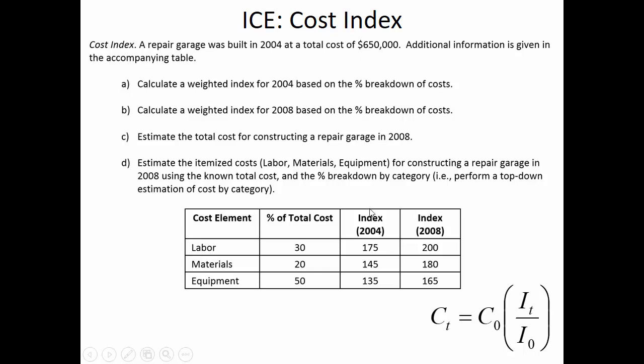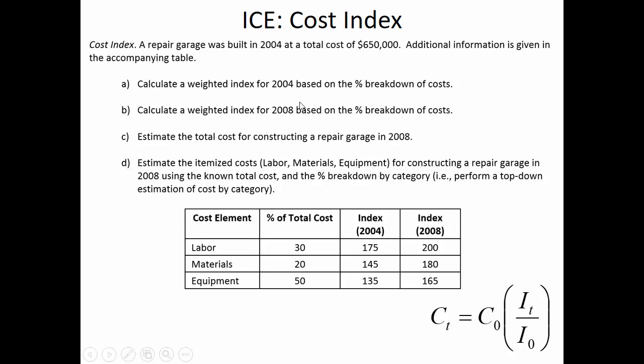And so a weighted cost index is looking at the index for each of these different components that go into it, the labor, materials, and equipment, and then you multiply it by the decimal of the weighting. And so 175 times 0.3, 145 times 0.2, and so on and so forth, and you come up with the average weighted cost index for 2004, and then you can use that to estimate the cost of constructing a similar thing in the future when each of the components are costing more than they used to previously.